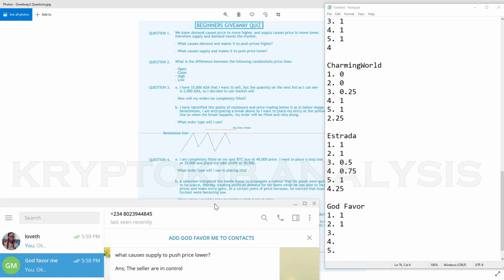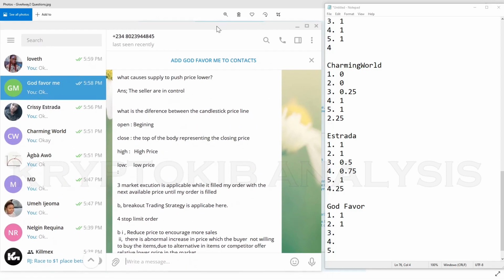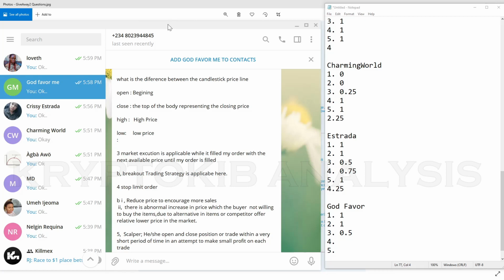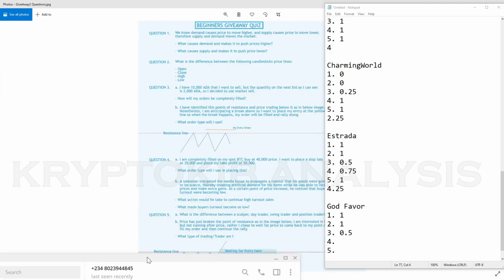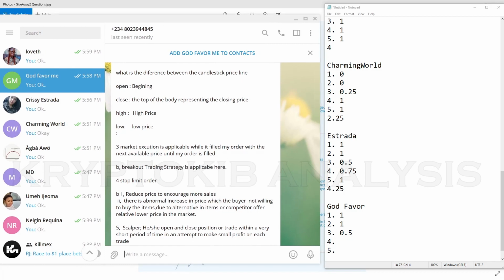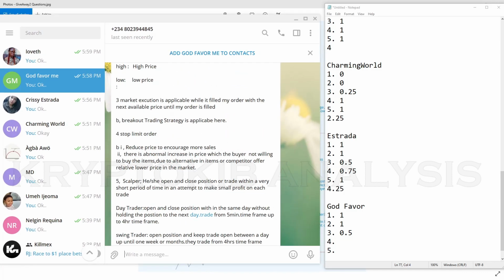Yes, it's breakout trading, we know. But what other type? So you missed that one. You got the first one and missed the second one. So that's 0.5. Then number 4, stop limit order. Let me see. The first one said I have a stop limit. This other one, 4A, is OCO. So that one is wrong.